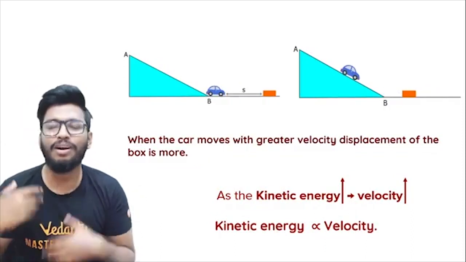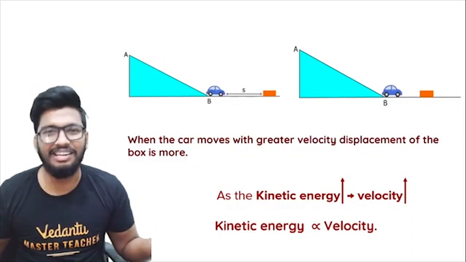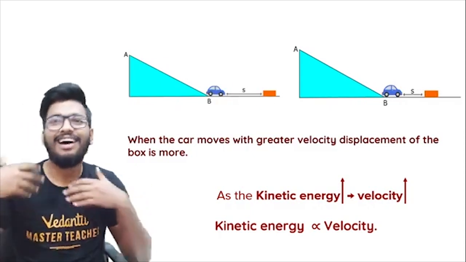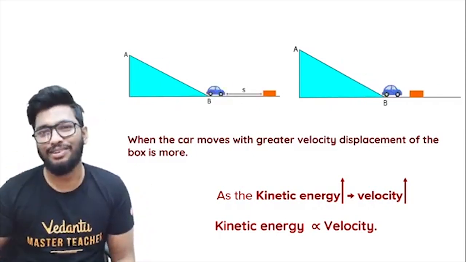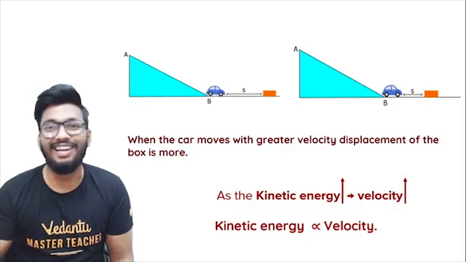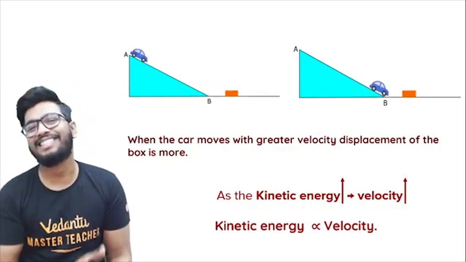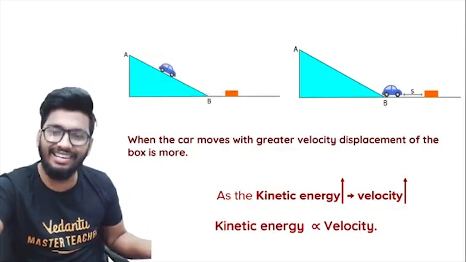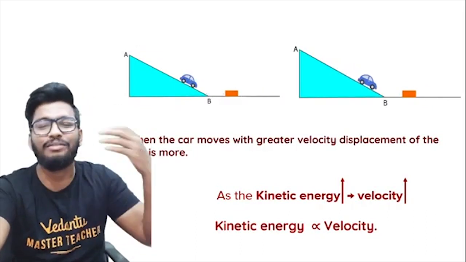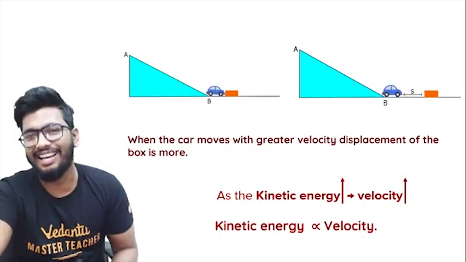In the second case, however, because it has less energy, the displacement is also less. So the box moves a lesser distance. Why? Because it has lesser kinetic energy. So greater the velocity, greater would be the kinetic energy. In other words, it's directly proportional.